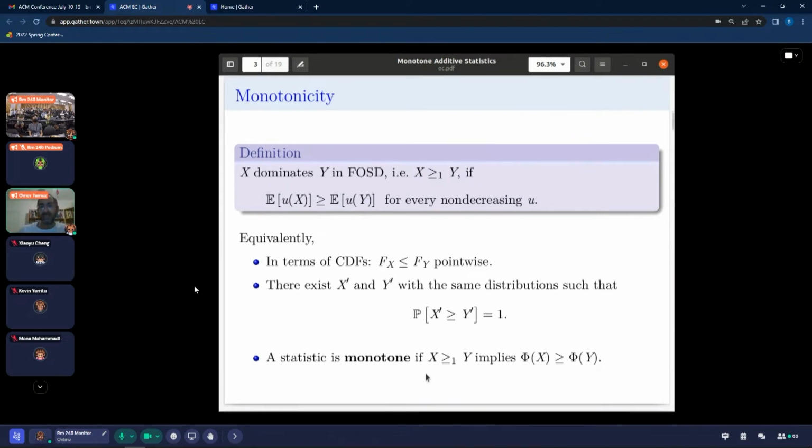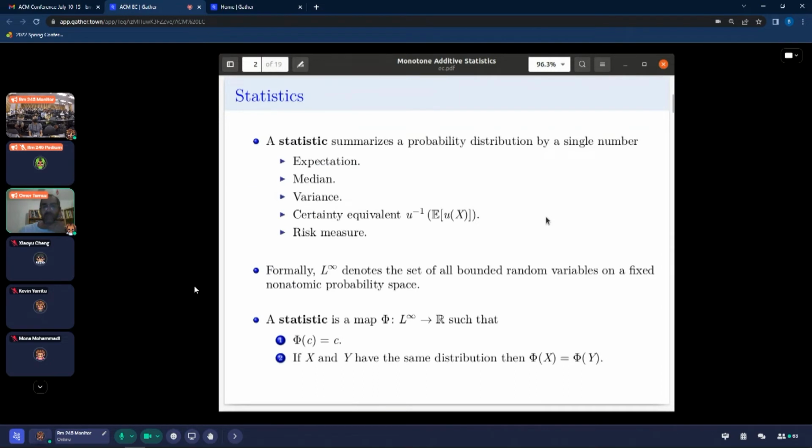And the statistic is monotone if whenever x dominates y, the statistic assigns a higher number to x than to y. Okay, so this is somehow a natural definition. You want to say if I'm going to capture a random variable by one number, if I just shift mass to the right, I want this number to weakly go up. And this again rules out variance, but the expectation and the median, they both satisfy this. Okay, as do these sort of certainty equivalents.